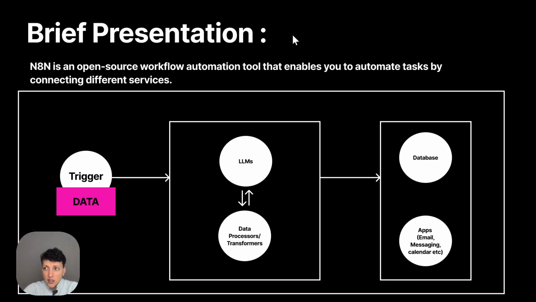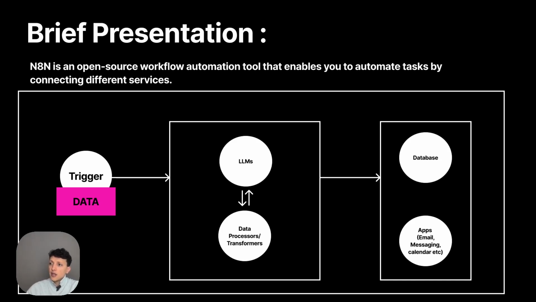Brief presentation. N8N is open source. What does open source mean? It means that you can actually download it and use it for free. But you can also use the cloud version, which is more advanced and allows you to have a security configuration already made in, so you can use it directly. It's an automation tool that enables you to automate tasks by connecting different services.